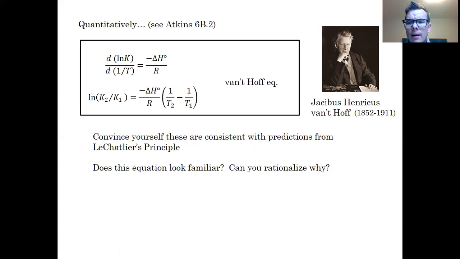Right? So a couple of things you can do, and I'll put this up on the worksheet as well. You should convince yourself that predictions from this equation are consistent with Le Chatelier's principle. That is, the sign of delta H will impact whether or not K2 increases or decreases here. The second thing I would point out to you is that this equation may look familiar to you.